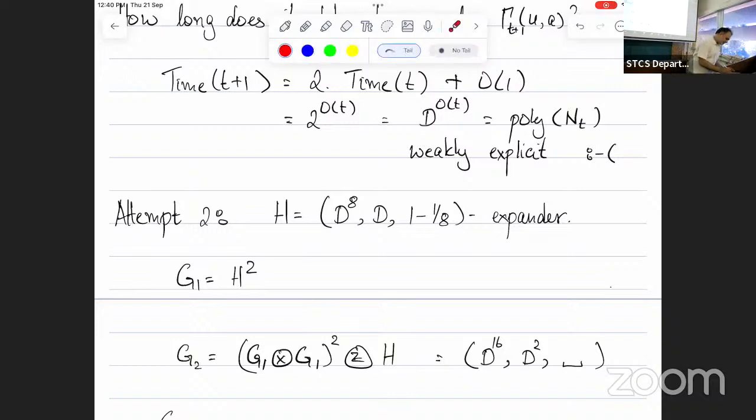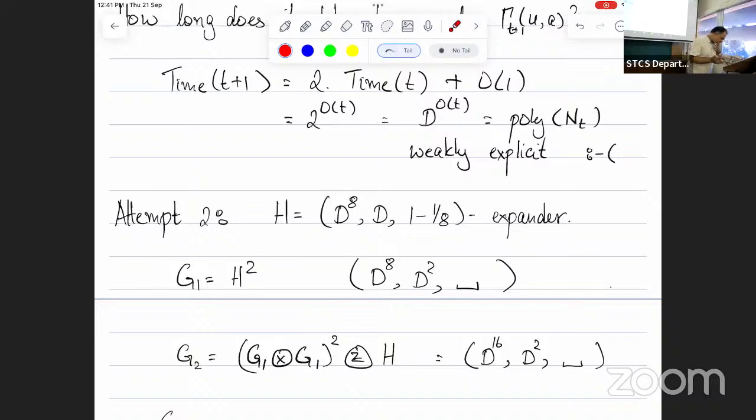Okay, now why is that? Let's first see what I know about this. This is going to be d power 8, d squared and something. That's what G1 looks like, because I squared H, so I'll get a d squared here. So when I take a tensor, I now have d power 16 vertices.